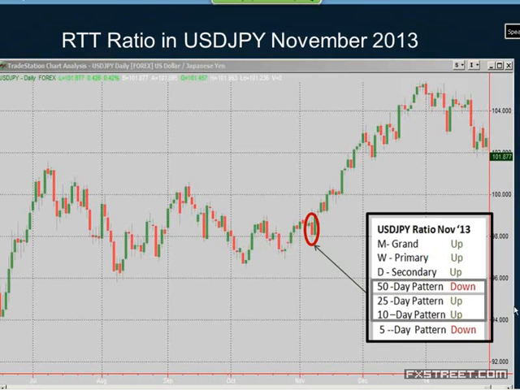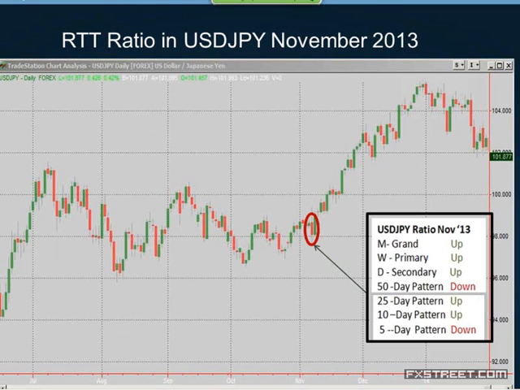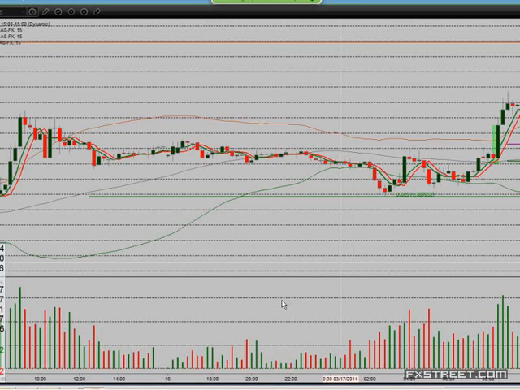So if you're trading the 5 through 25, 2 out of 3 of them are up, therefore you're looking to buy, right? Now, if you're trading the 10 through 50, 2 out of 3 are up, therefore you're looking to buy. So you're always looking to trade within the majority of patterns. Now, when I say trade, this is what I mean. I'm going to buy dips or sell rallies, okay? So if the majority of patterns are up in the euro, I'm looking to buy dips, right? And here's our ratio today.